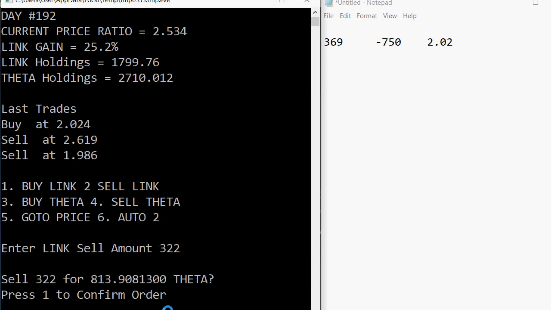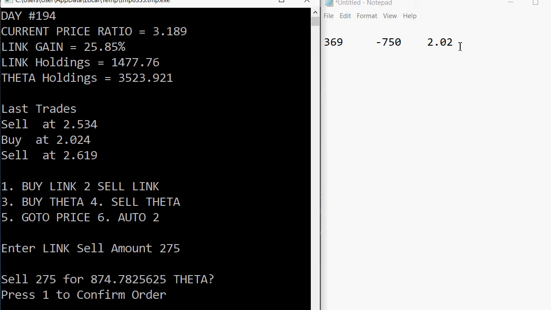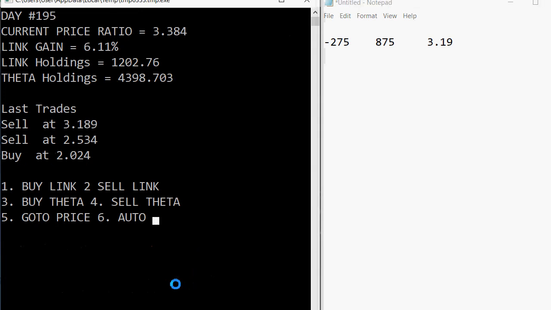That's right. And get back 813 Theta. And Link gains. I know I kept it on there, but I can just adjust it here. I got 1400 Link. I can easily maybe get rid of 275 of them. We'll go minus 275, 875 coming in at 319. And now we have a 29% gain for Link, and let's sell some more.